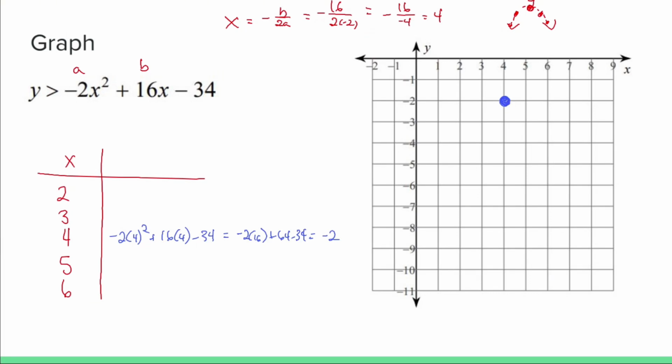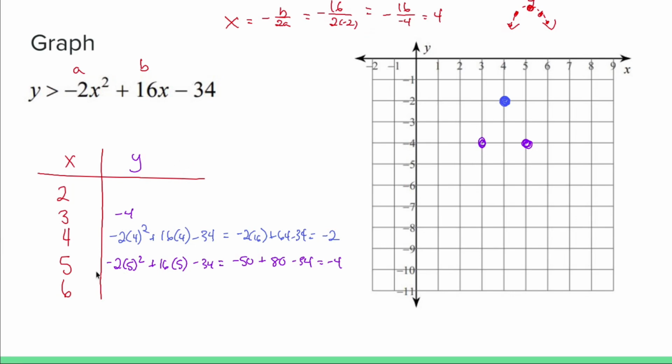Let's plug in 5, see what happens. And when I plug in 5, 3 is going to give me the same thing. So negative 2 times 5 squared plus 16 times 5 minus 34. Okay. 5 squared is 25, negative 2 times that is negative 50. 16 times 5 is, what is that, 80? Minus 34. So negative 50 plus 80 is 30. 30 minus 34 is negative 4. So if 5 is negative 4, then 3 is negative 4. These are y values.